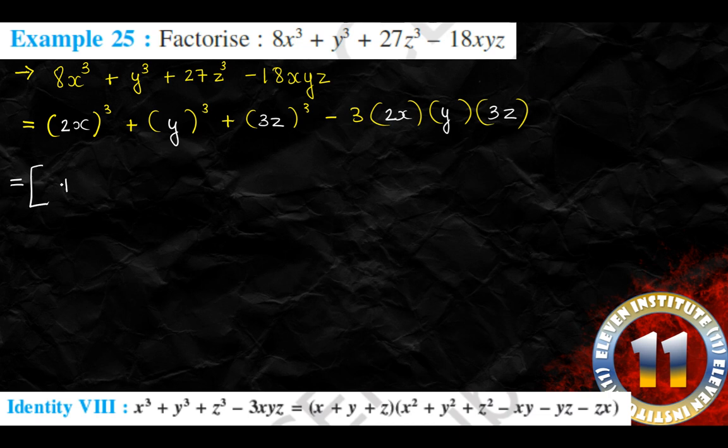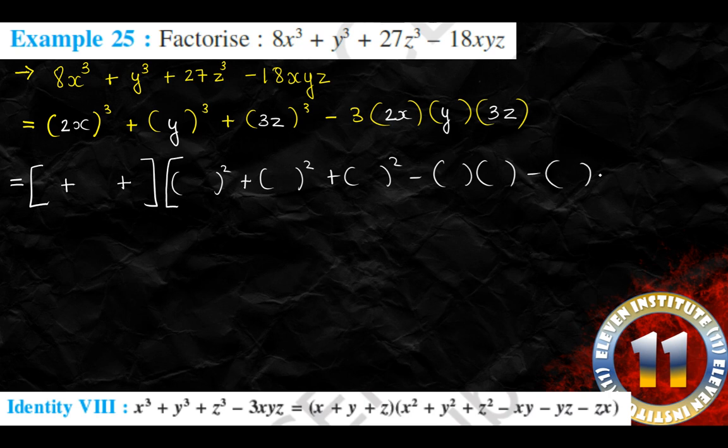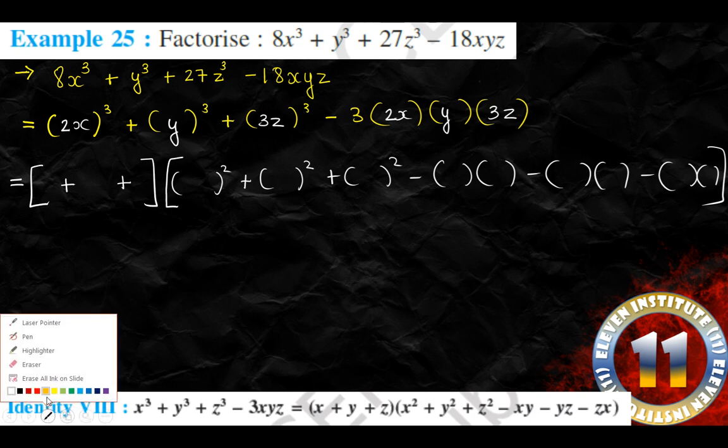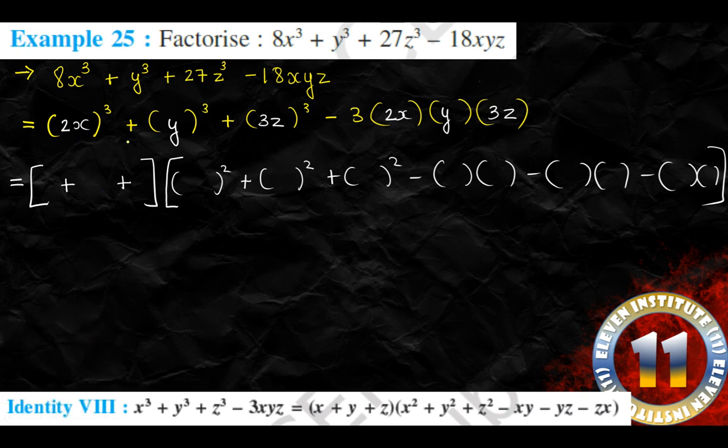In the first bracket we have x plus y plus z, so we will create that like this. In the next bracket we have x square plus y square plus z square, so we can write it like this: x square plus y square plus z square. Then we have minus x into y minus y into z minus z into x. Right, so this is how we apply the formula. Now we have to put the values of x, y and z over here. Let us put that. So 2x, y and 3z.